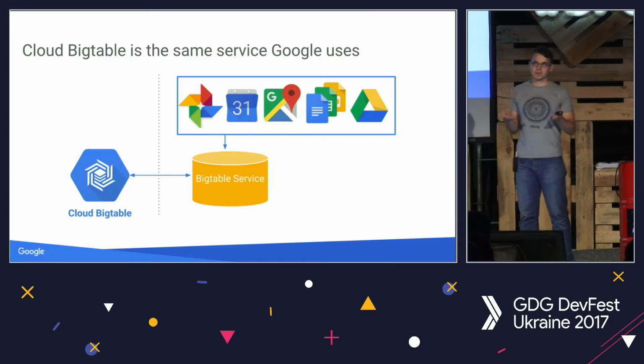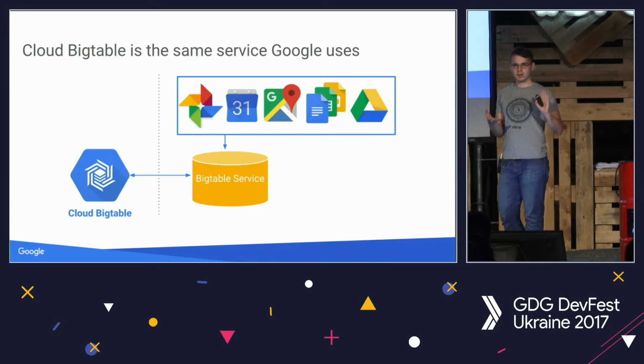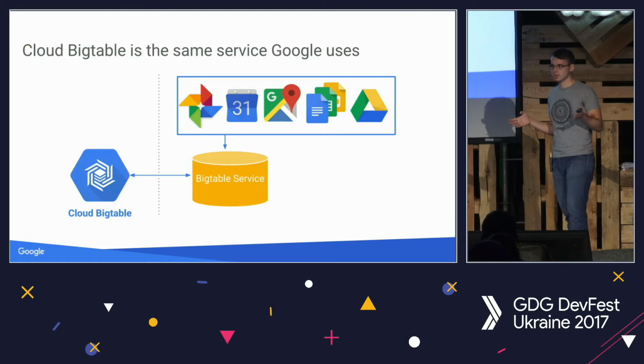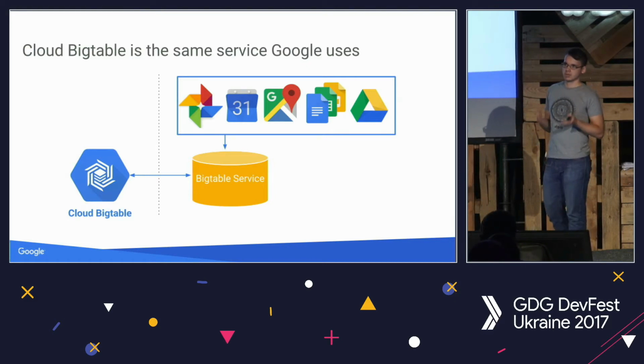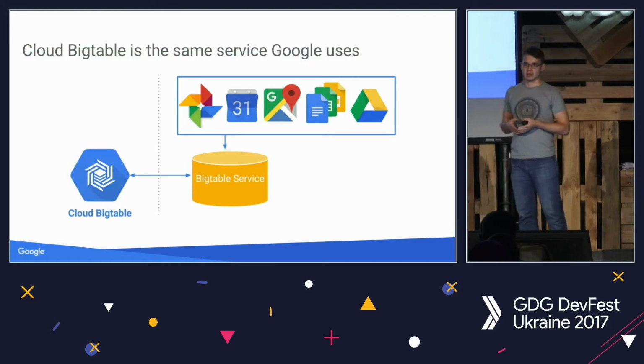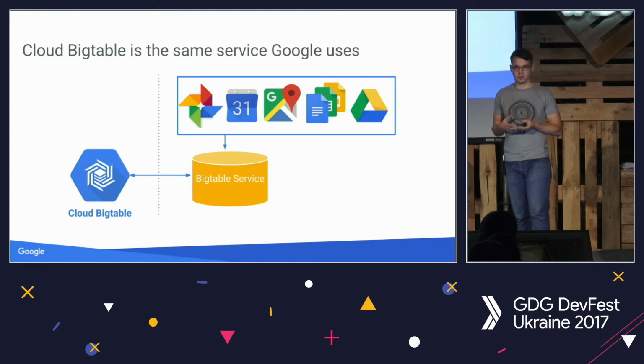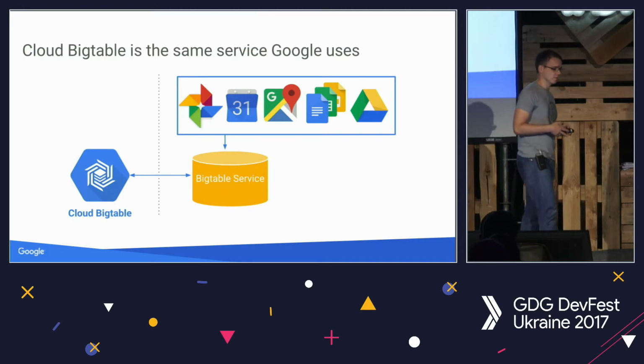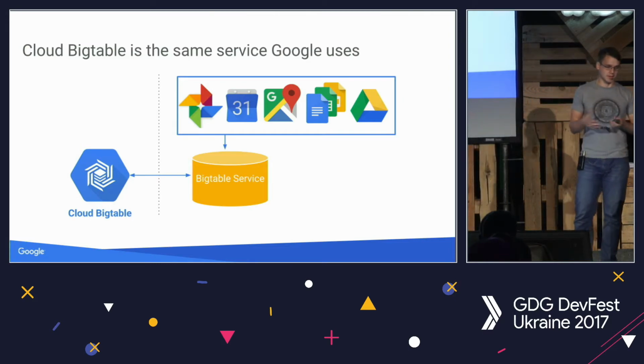I can imagine that you can use it for both operational and analytical work. And from the top of my head, a couple of examples: Internet of Things might be a great source for data that you can store in Bigtable. Also financial services, because in finance you always have a big amount of data.